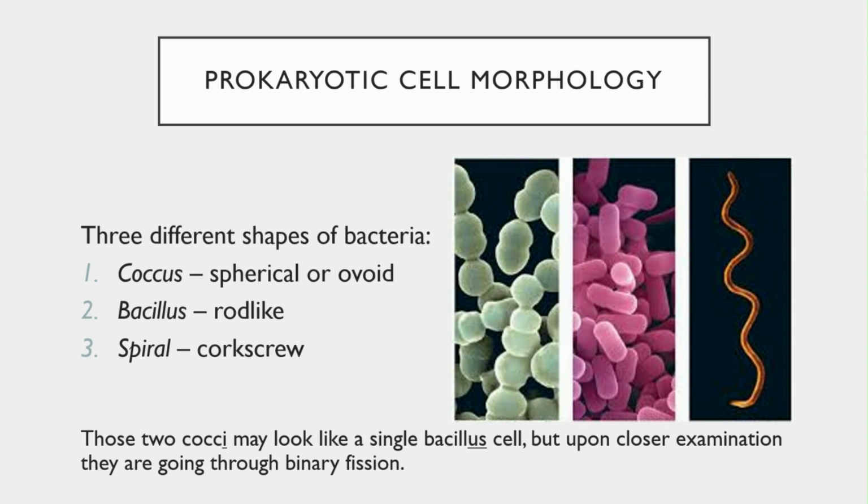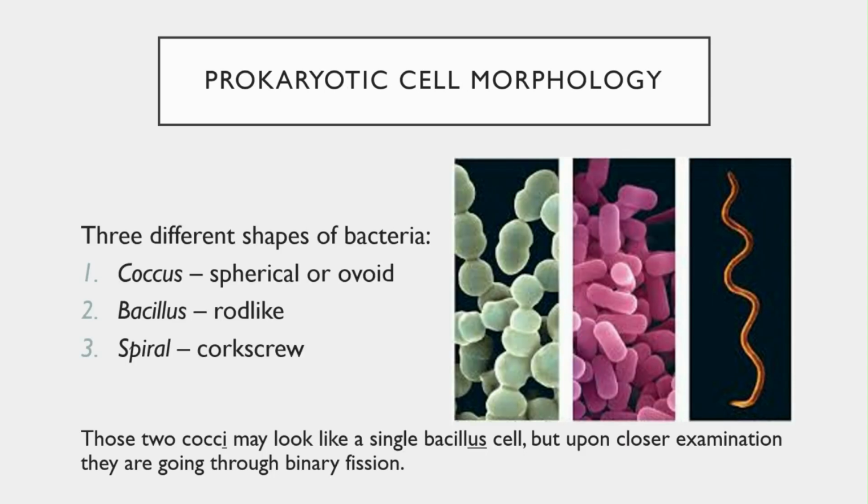corkscrew in shape. Note in this image the coccus, which is on the left-hand side, can sometimes have the appearance of a bacillus bacterium. This is due to the fact that this is a particular bacterium going through binary fission. And if one looks carefully, they will see a little indent on the cell wall, which indicates that this cell is going through division, and those are two cells in the process of forming and separating from each other.